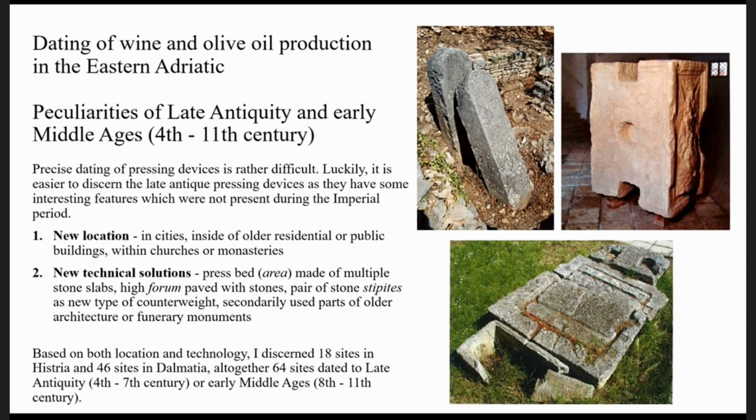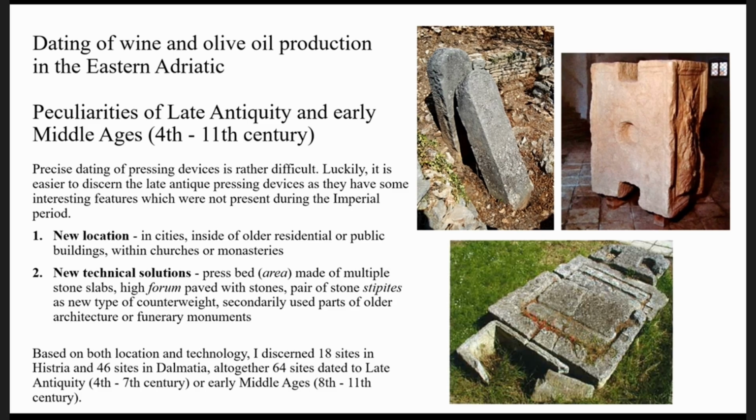If you ask any researchers focusing on the olive oil and wine production about the dating of the pressing devices, the answer is it's rather difficult because the technology was used for many centuries without a change, and sometimes dating one stone element of a pressing device is impossible to exactly date. However, and luckily, in the Eastern Adriatic, it's quite easy to discern the late antique pressing devices.